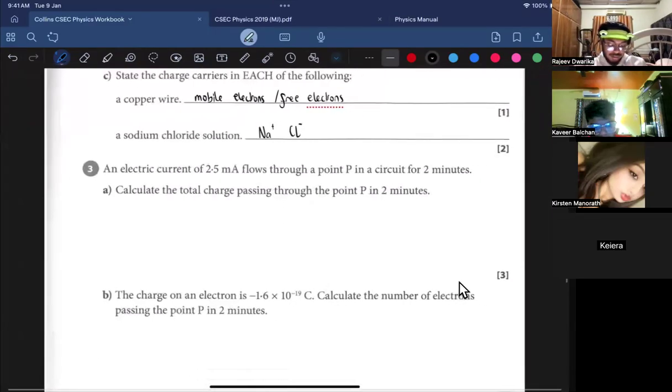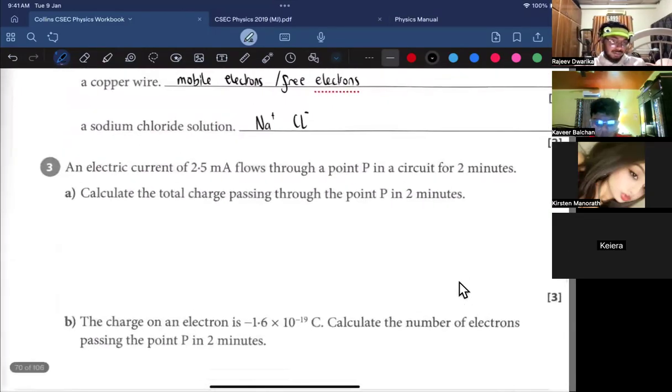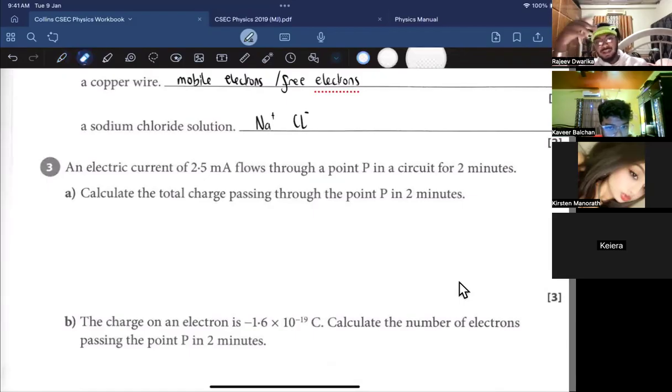Next one. Justin, read part 3. An electric current of 2.5 milliamps flows through a point P in a circuit for 2 minutes. Part A: calculate the total charge passing through the point P in 2 minutes. So the definition you told me earlier for current, this is what it is. That is charge. You remember the formula for charge?